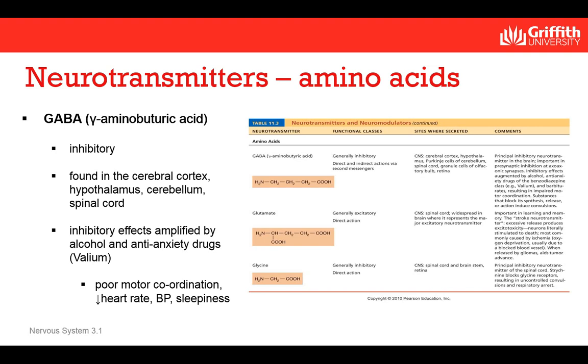This is the main inhibitory neurotransmitter in the brain, and its inhibitory effects are enhanced by alcohol and anti-anxiety drugs such as Valium. Alcohol stimulates GABA release, which inhibits the postsynaptic neurons from firing. That is, an IPSP is elicited. The result is poor motor coordination, a decreased heart rate, and sleepiness.